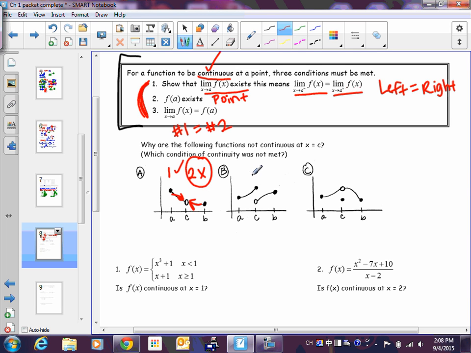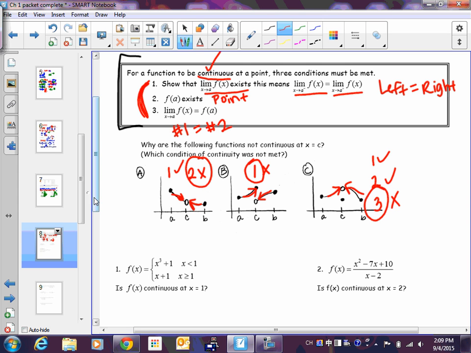All right, what about for B? We start back over with 1. Are the left and right-sided limits the same or different? They're different. So guess what? The limit doesn't exist. Condition number 1 was not met. What about C? Does the limit exist? Yes. Check. Does the point exist? Yes. Are they the same? No. So that's graphically where the conditions can break down.